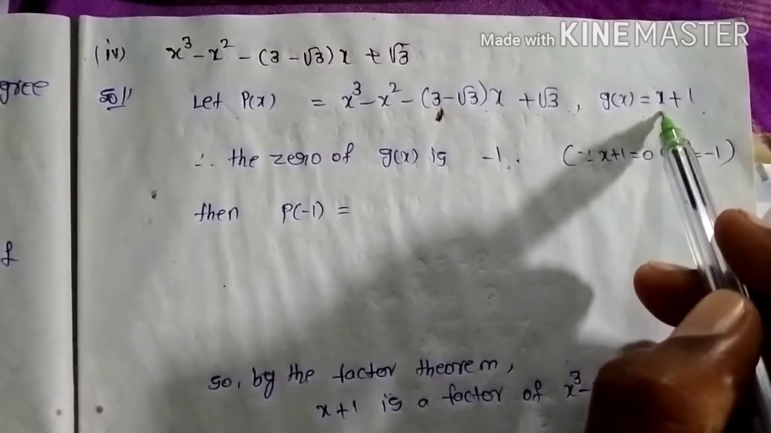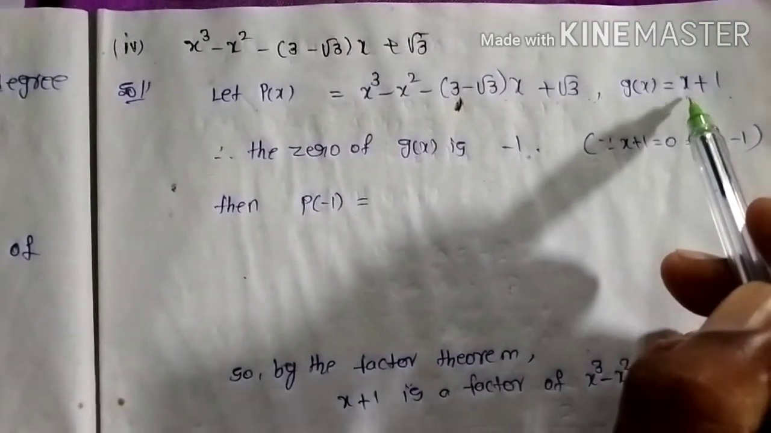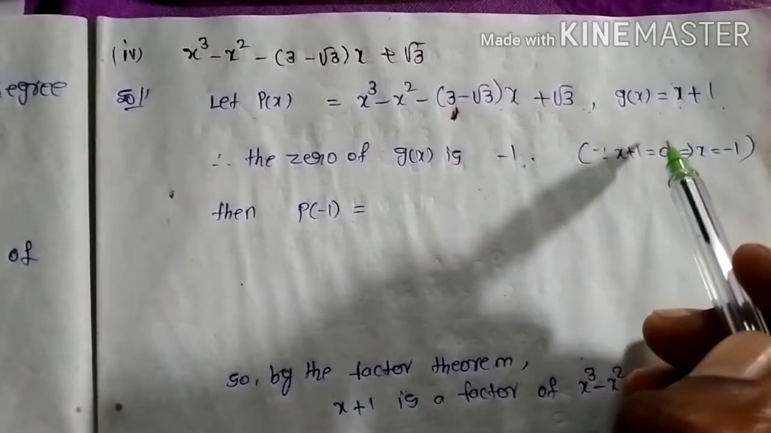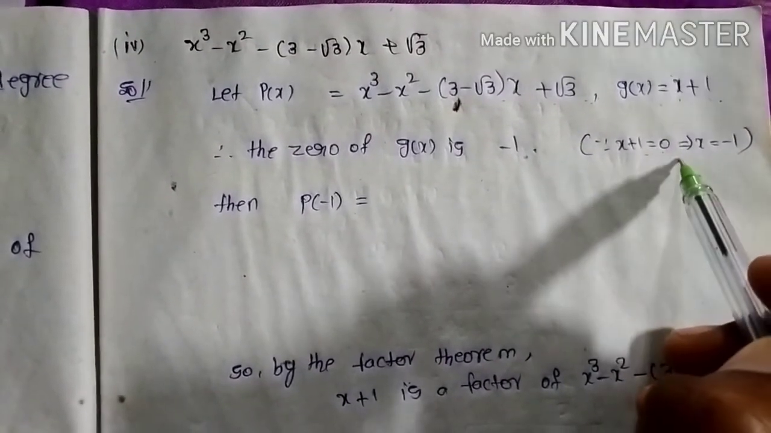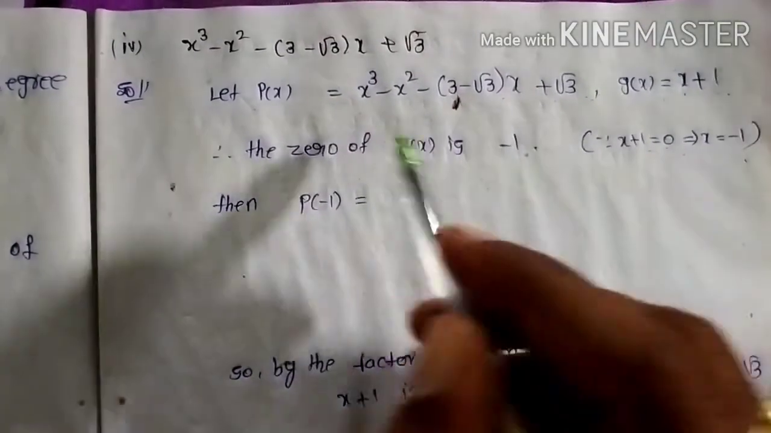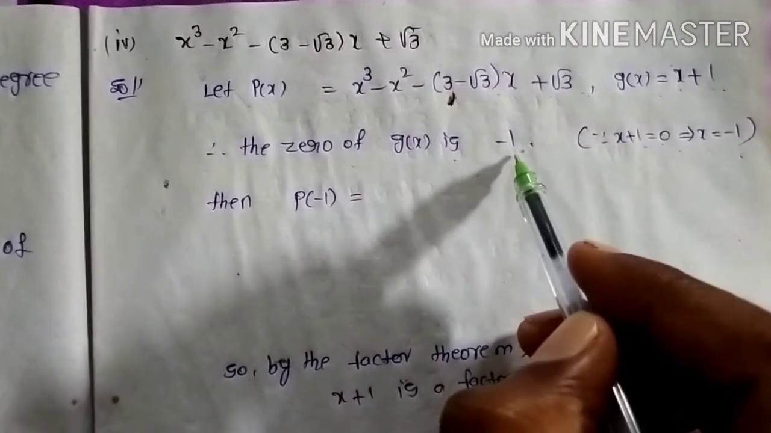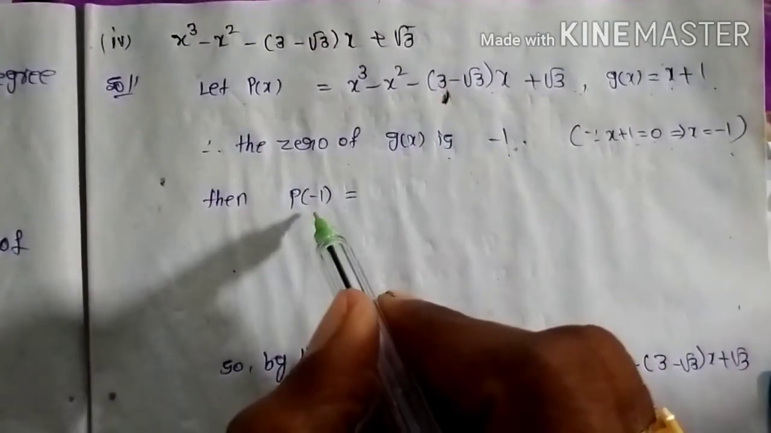First of all, you need to find the 0 of g of x. You know how to find the 0 of x plus 1. Just equate it to 0. You can transpose 1 to the RHS. You will get x is equal to minus 1. That means the 0 of g of x is equal to how much? Minus 1. So that you can find the remainder.